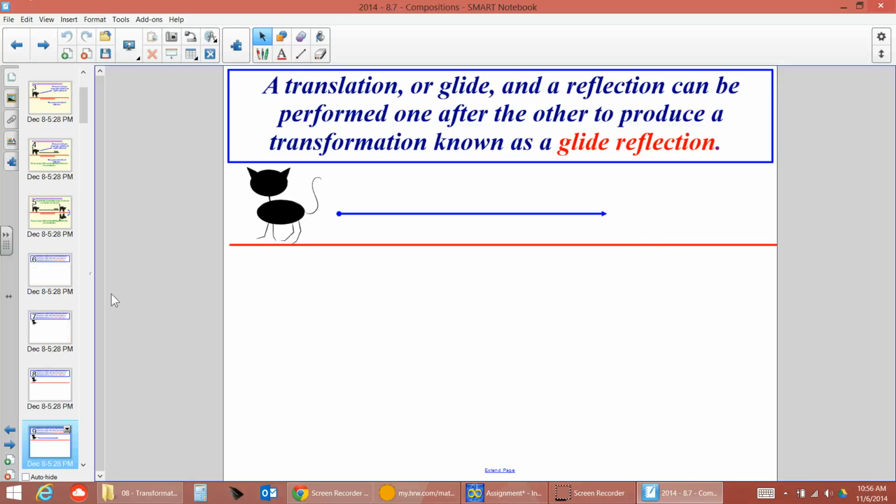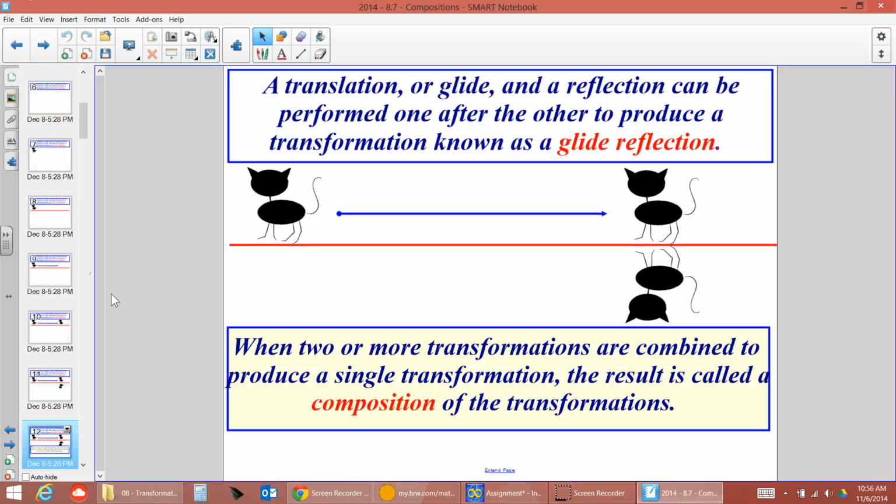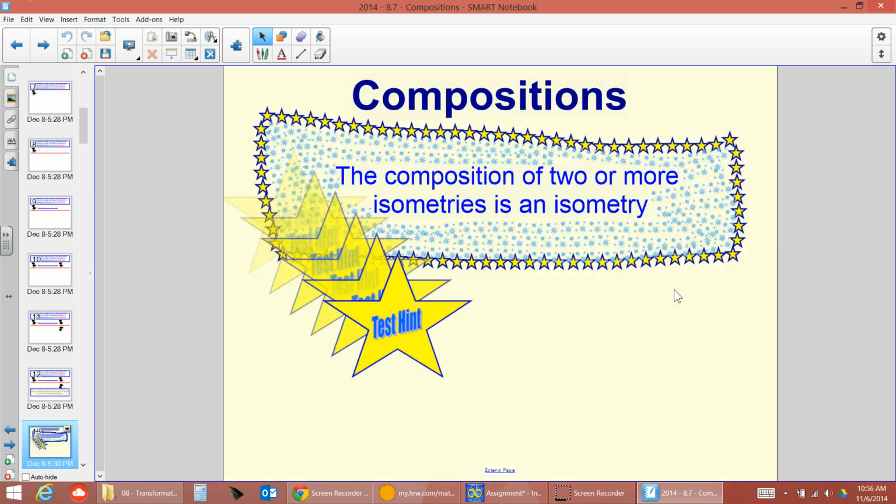So if I look at this as a multi-step process of translation first, then reflection, I have what's called a composition. I can do it in any order I want. I can do it with any of the transformations I want. This is just one special kind where we call it a glide reflection. Glide, then reflect. But if I do it with something else, then it's still a composition.